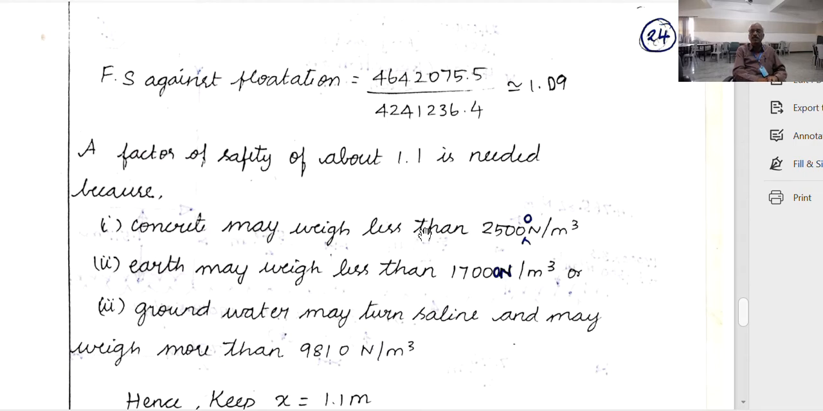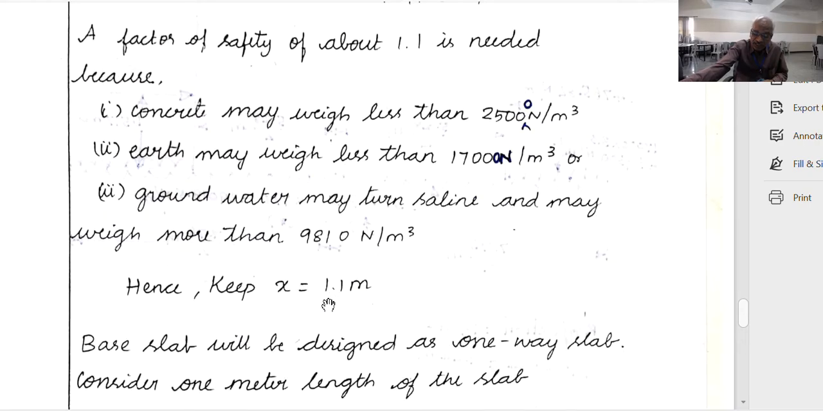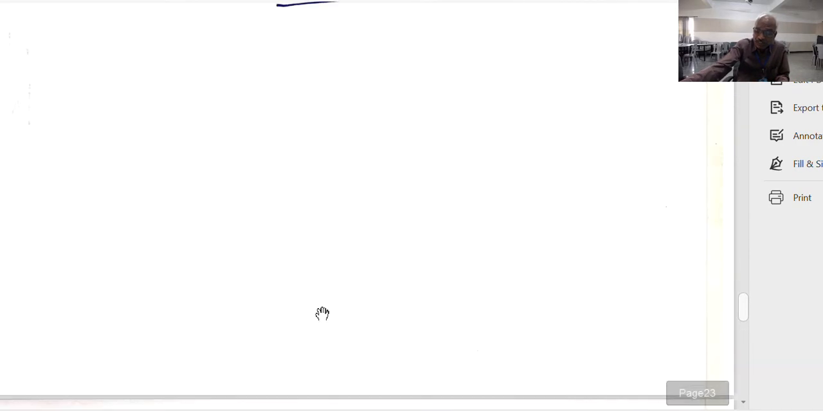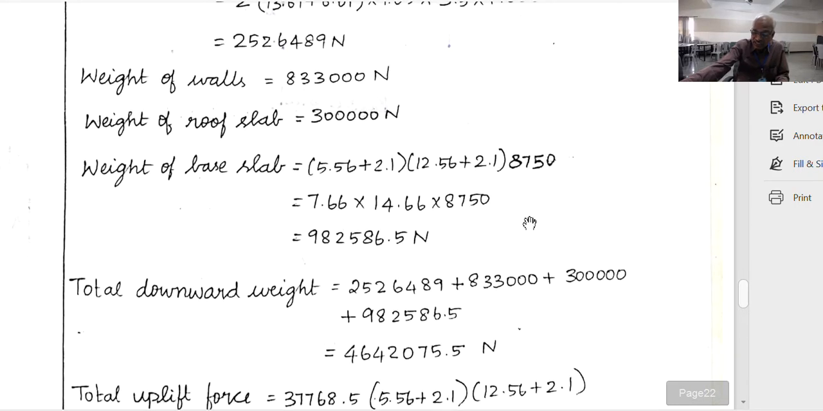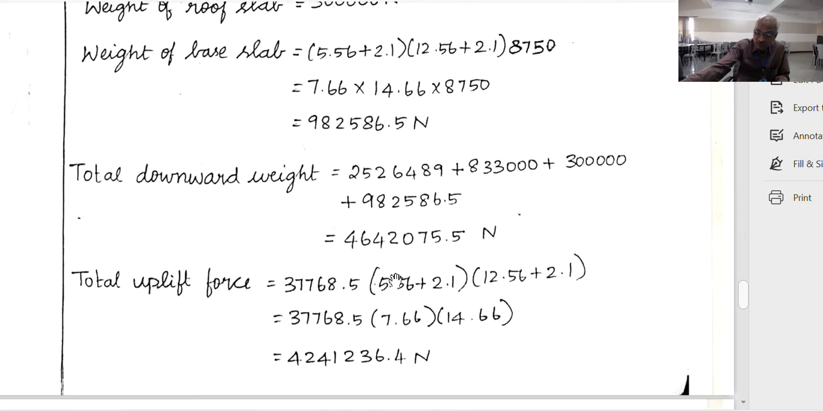Similarly, the groundwater may turn saline. And when it is saline, the unit weight of water will be a little more than 9810. Therefore, considering these factors, it is better to provide a minimum factor of safety of 1.1 against flotation. Therefore, you slightly increase the width. You make the width as 1.1 meter. Even this 1.1 meter, if these calculations are set right, there may be some change. Anyway, we will not concentrate on that now.